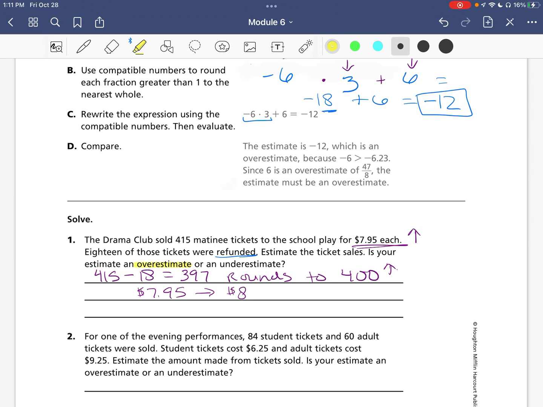And our estimate of ticket sales will be $8, the cost of our tickets, times the number of tickets sold. So we'll have about $3,200 in ticket sales. And again, because we rounded up for both the number of tickets and the cost per ticket, that's going to be an overestimate. Okay, so this $3,200 is overestimating what their profits will be.